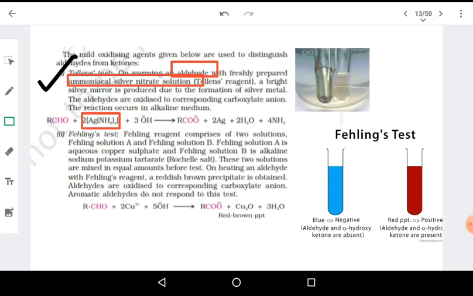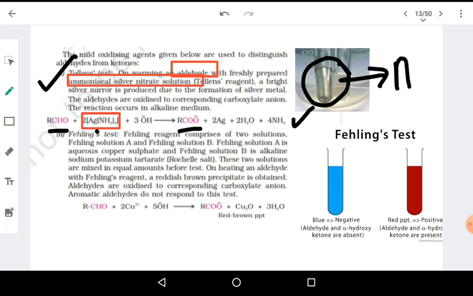So when we are treating with that, what is happening? RCHO is converted into RCOO minus, that is the oxidized product. This compound will dissociate to form ammonia, and also you can see a silver mirror here, right? This is a silver mirror because of the deposition of silver at the bottom. So this is known as the silver mirror test. Tollens' test is also known as the silver mirror test. Now the most important point is that this reaction is carried out in alkaline medium. So that is the important point, alkaline medium.